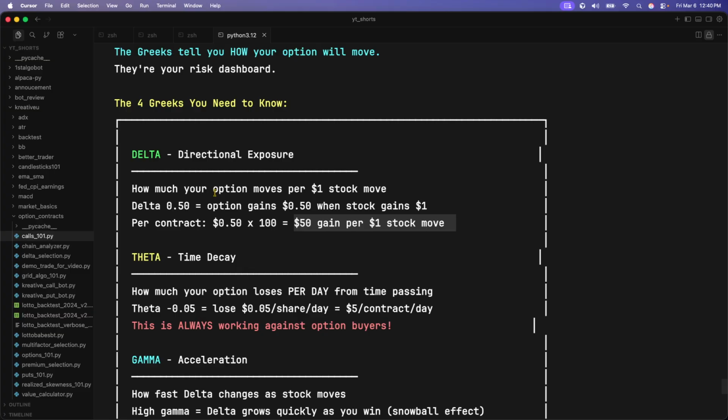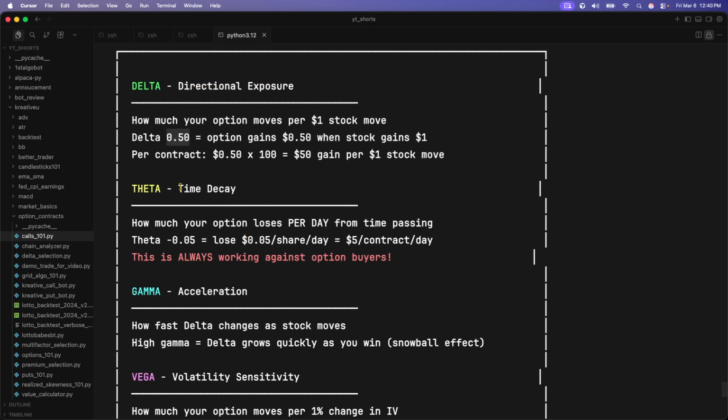So delta is telling you the direction of exposure, how much the option is going to move per $1 movement, but it's also telling you the probability of profit. What is the percentage of this option contract expiring at or near the money? And this is a 50% chance. Theta, we already talked about this before, is our time decay, how much the option loses per day from time passing. So with a theta of negative 0.05, we're losing $5 per contract per day just for holding onto it.